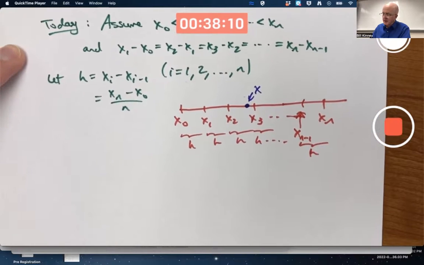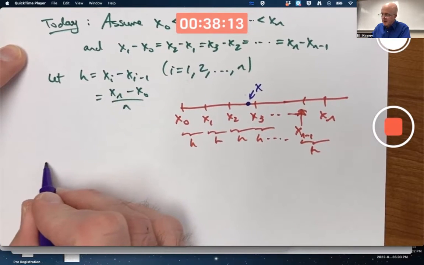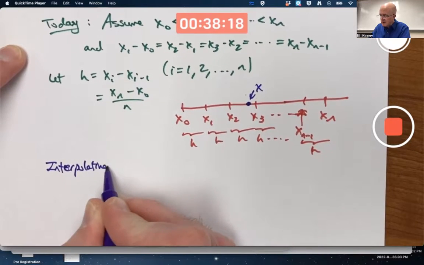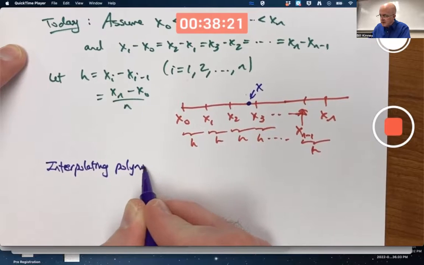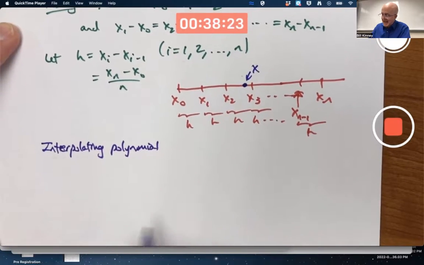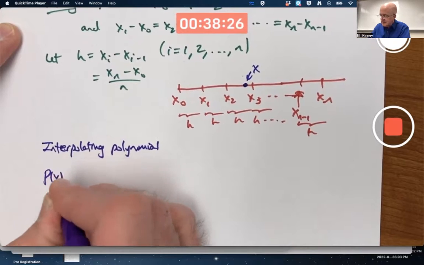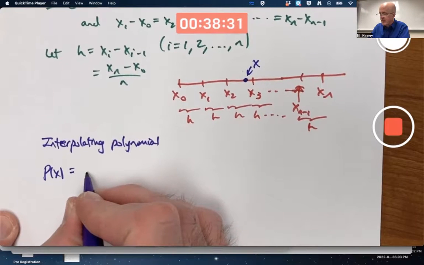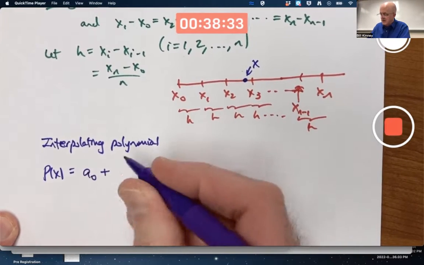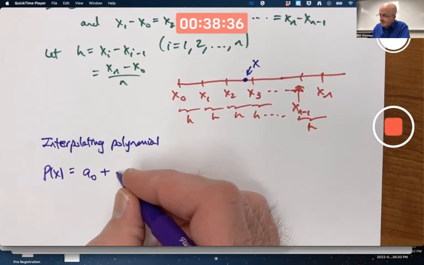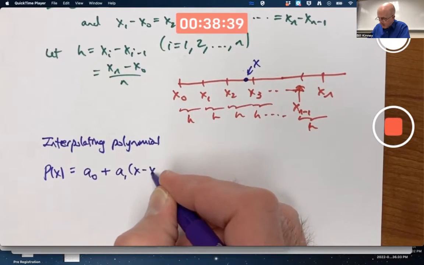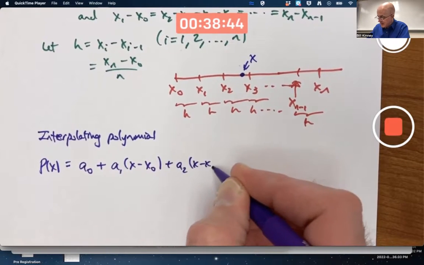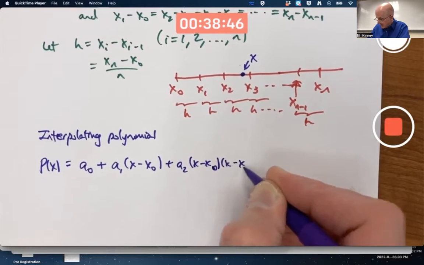What was that divided differences formula? The interpolating polynomial was written as P of x. Initially, we wrote it with some a's as coefficients. I'll go ahead and do that first. Again, a0 plus a1 times x minus x0 plus a2 times x minus x0 times x minus x1.